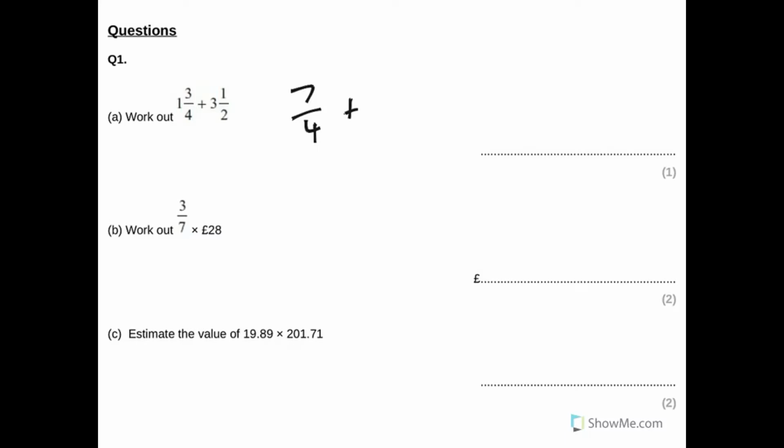Part B. To work out a fraction of an amount, you divide by the denominator, then multiply by the numerator. So you need to think about how that would work with 3/7.